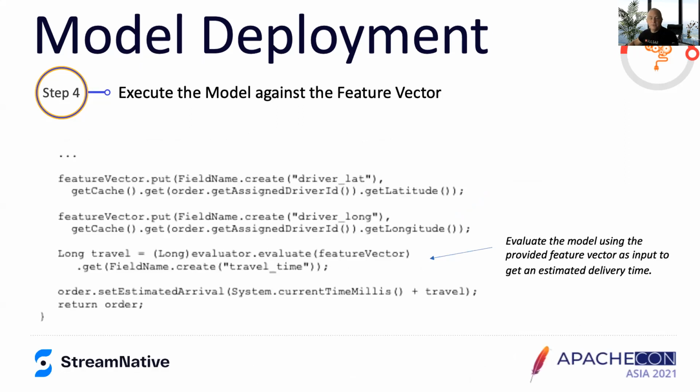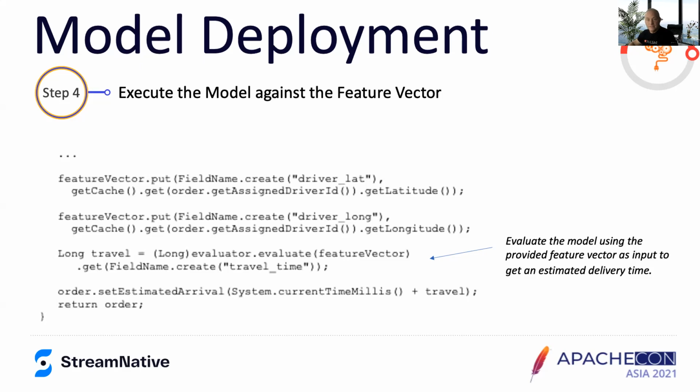Finally, once you finish and put all those different feature values into the model, into that feature vector, the final step is to call the evaluator, in this case the execution environment we have, and say evaluate on this feature vector that populated. Here you go. And you say, I want to return the field I want to get back. In this case, it is the travel time.